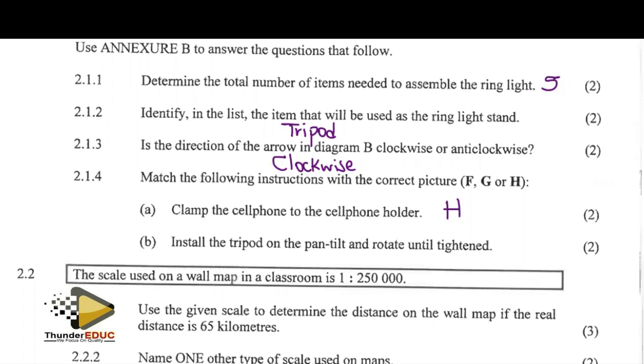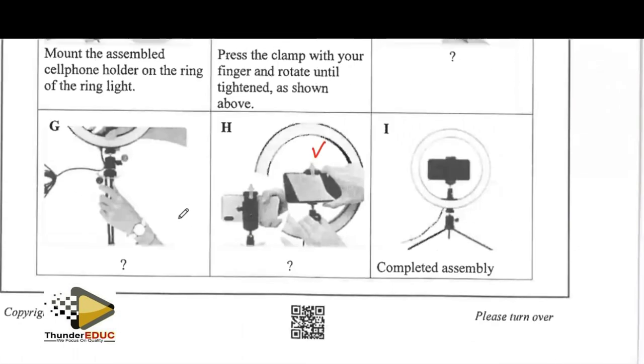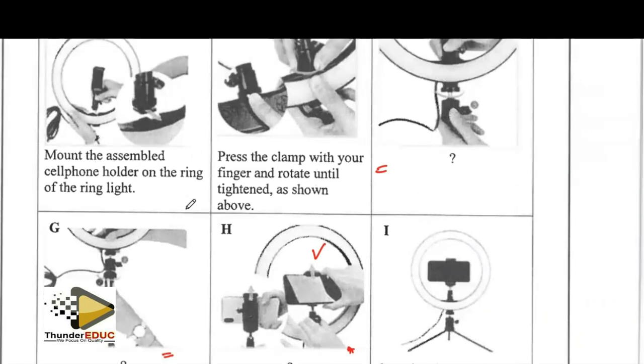Install the tripod on the pan tail and rotate until tightened. Install the tripod. So we are looking for the tripod and the pan tail. Let's go there and we see, remember we are using these options. We have these ones that are missing. This is already taken now. And this one. So of these two diagrams, which one has a tripod? So it's G.